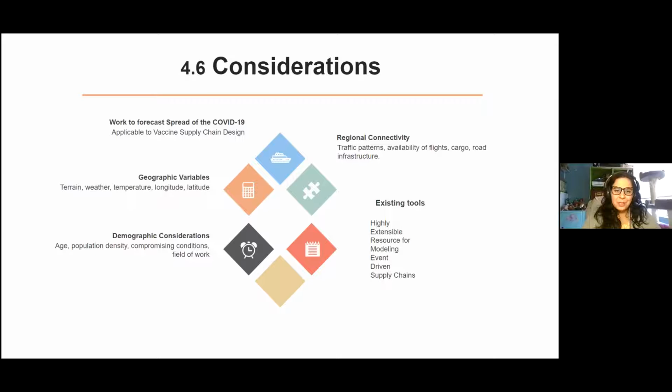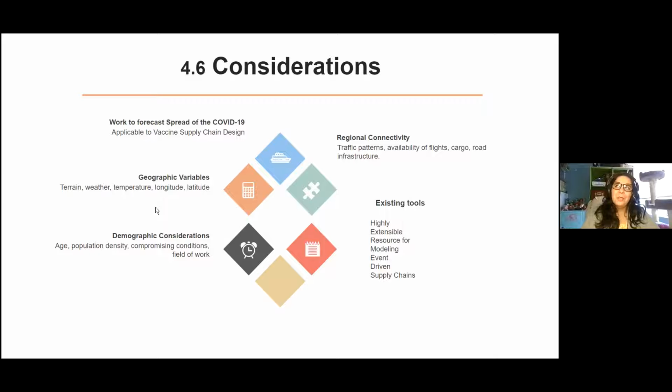So the considerations are working on the forecast spread of the COVID vaccine. For this, I am using the spread of influenza, which is a very similar disease. The geographic variables, because for example, weather can change in a region and that can affect the lifespan of a vaccine. Longitude and latitude.